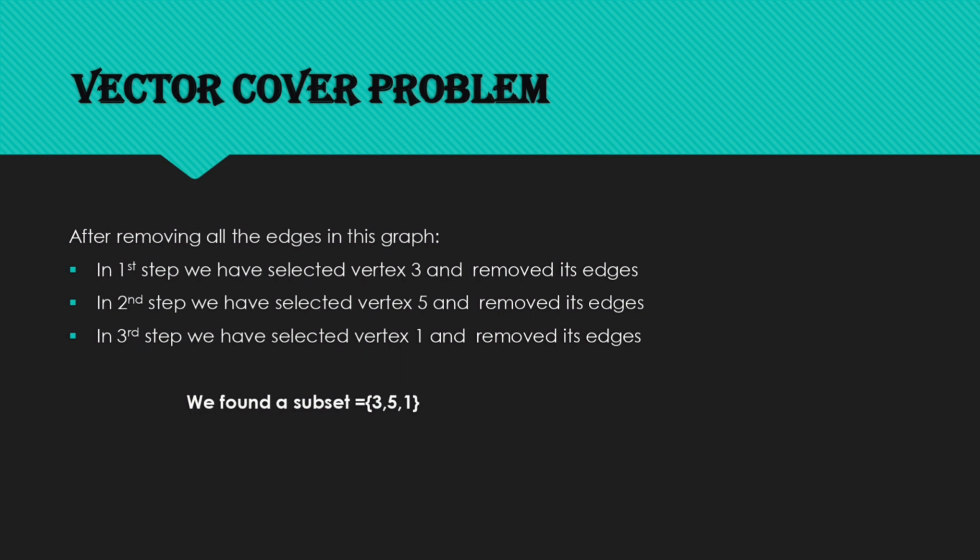In the first step, we selected vertex 3 and removed all its edges. In the second step, we selected 5 and removed all its edges. In the third step, we found vertex 1 and removed all its edges. Finally, the subset is 3, 5 and 1. So, this is the solution which contains the minimum subset of vertices that covers all the edges: 3, 5 and 1.